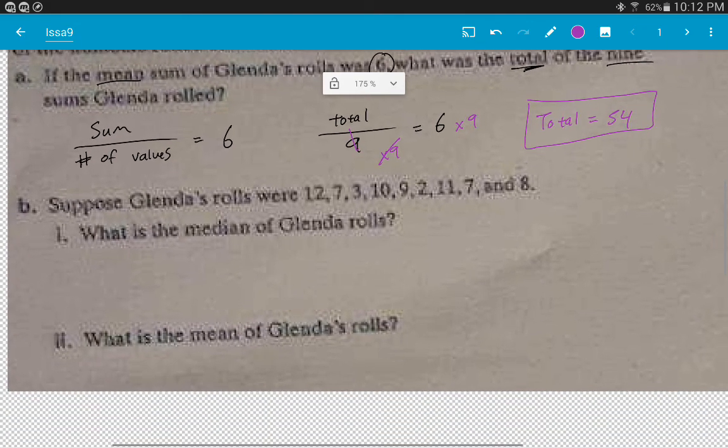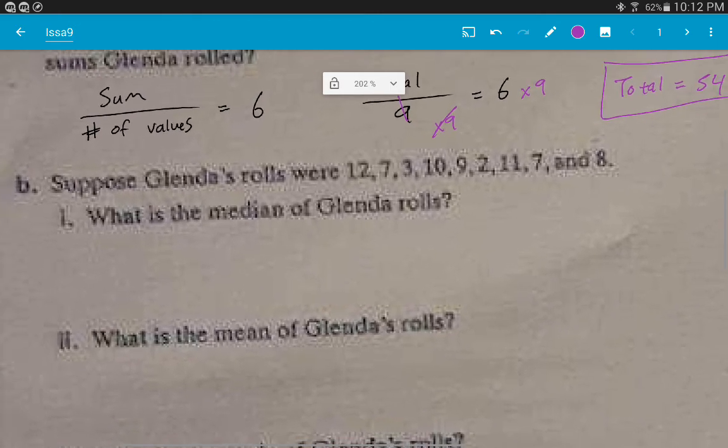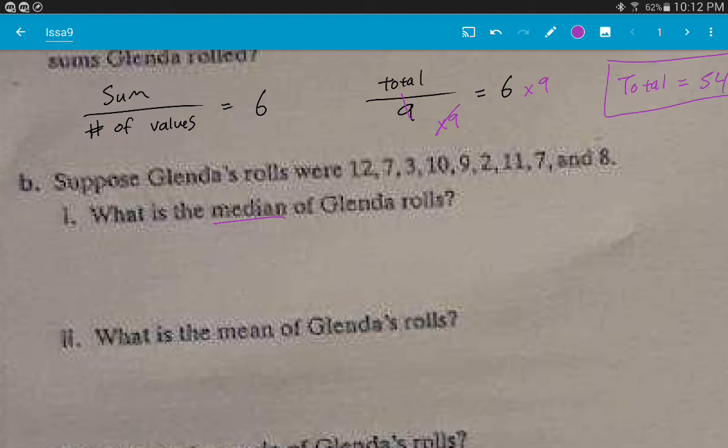Suppose Glenda's rolls were 12, 7, 3, 10, 9, 2, 11, 7, and 8. What is the median? The median requires you to put them in order. So we'll put them in order, smallest to largest. So let's see, that's 2, 3, 7, 7, then we have 8, 9, 10, 11, and 12. I'm going to circle them as I go.